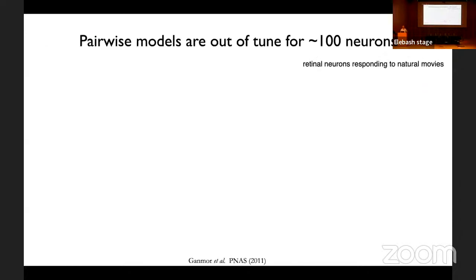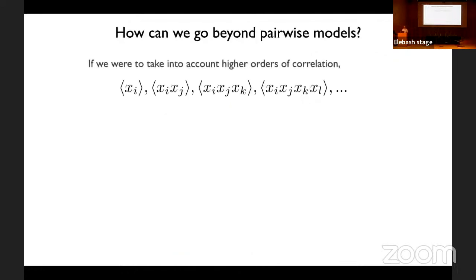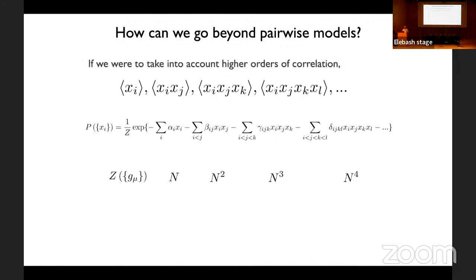But if you scale up to 100 neurons, which took us a while to do, this is now with Ronen Segev at Ben-Gurion University, looking at 100 neurons and doing the same game, which is rather painful to do numerically, you start seeing that the pairwise model is not doing a good enough job anymore. This is evident from the fact that the red dots over here are not on the line anymore, and there are more substantial cases of this mismatch. And so if you need to take into account higher order terms, it's kind of a nightmare because the number of possible triplets or quadruplets you need to take into account is painful.